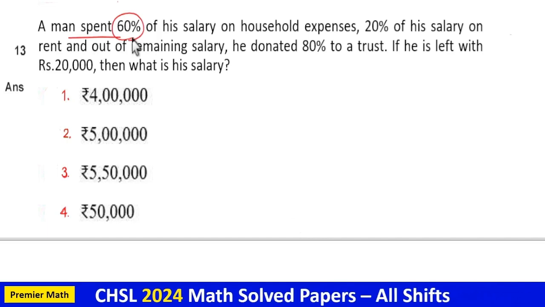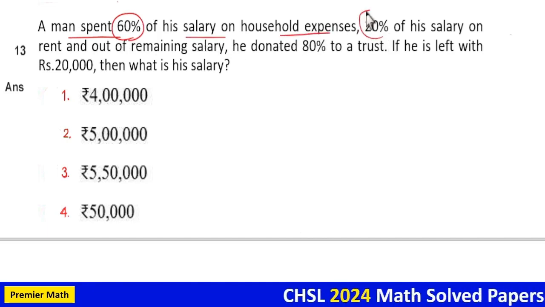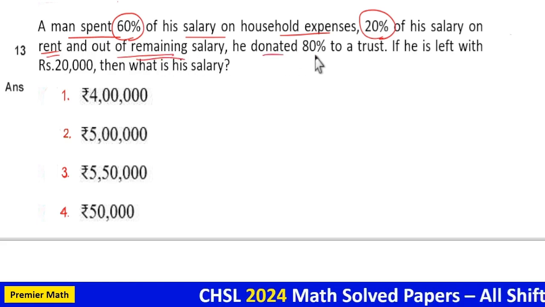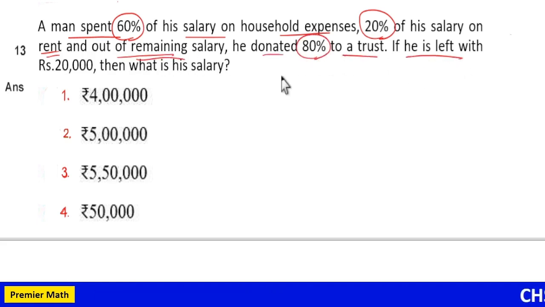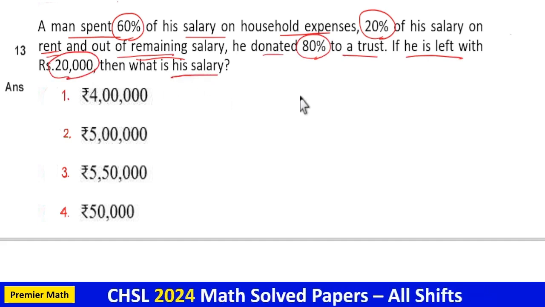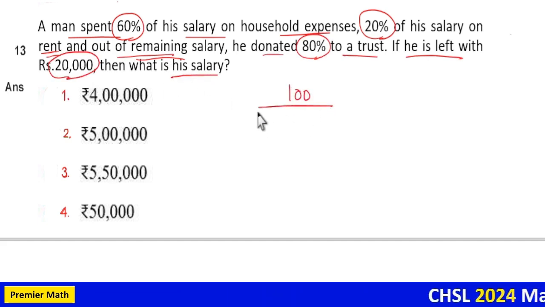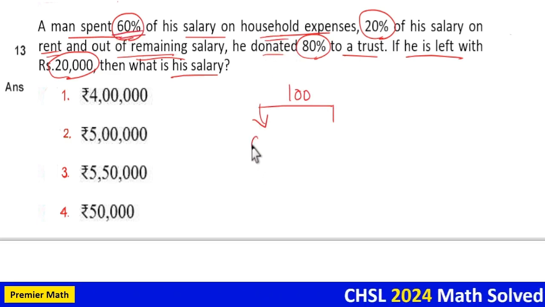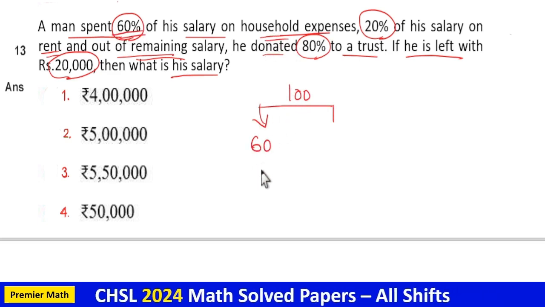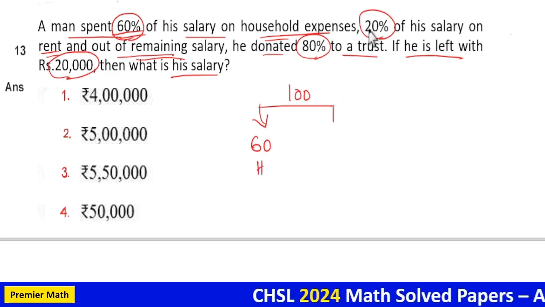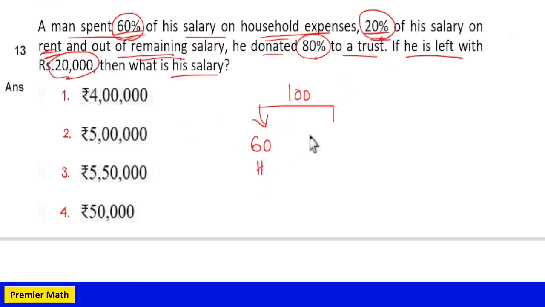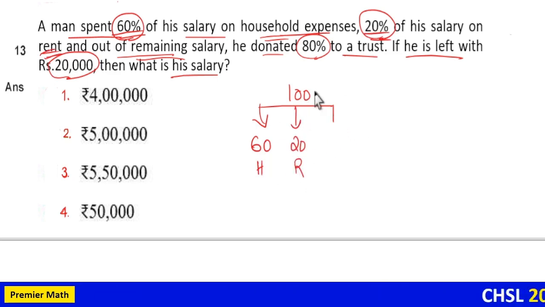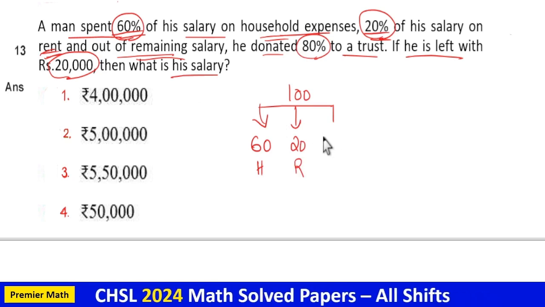A man spends 60% of his salary on household expenses, 20% of his salary on rent, and out of the remaining salary he donated 80% to a trust. If he is left with rupees 20,000, then what is his salary? Consider 100 rupees as his salary. Then out of his 100 rupees, 60% he spent on household. So 60 rupees on 100 he spent on household, and 20% he spent on rent. 20% means 20 rupees he spent on rent. Remaining is 20%. That is 20 rupees.